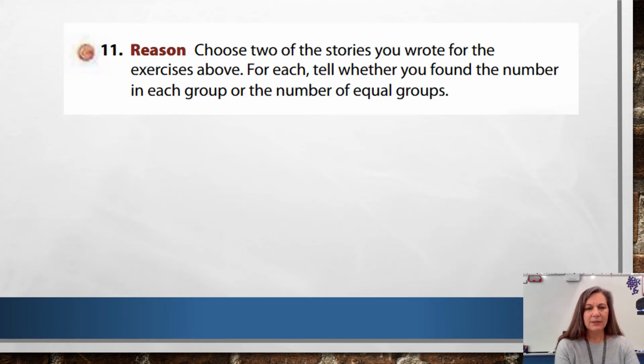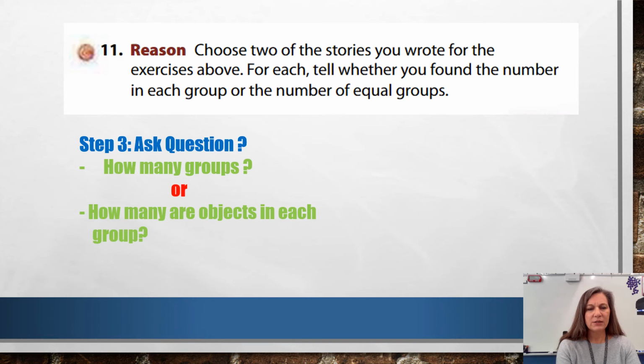We're skipping number 10 and going to number 11. Number 11 says, choose 2 of the stories you wrote, and then for each, tell whether you found the number in each group or the number of equal groups. So based on the question, is the question asking us to solve for how many groups, or how many objects are going to be in each group?